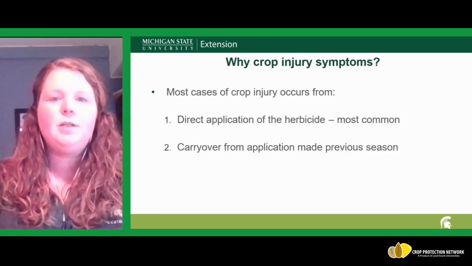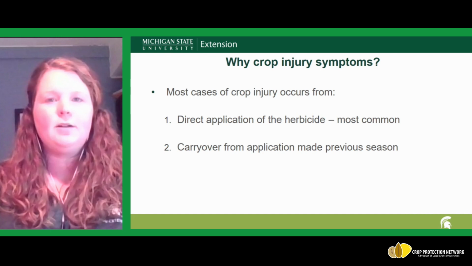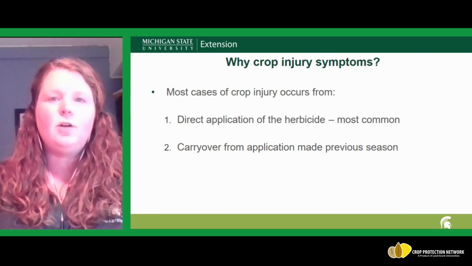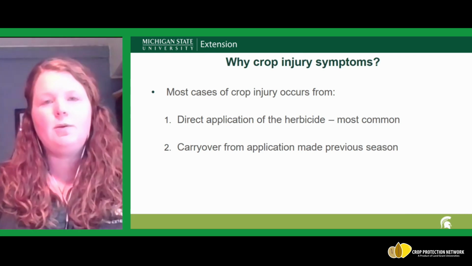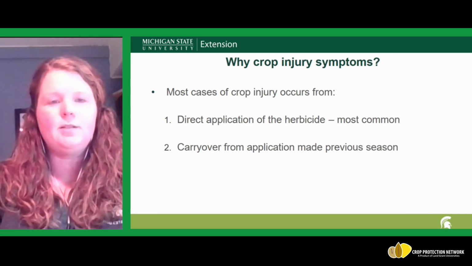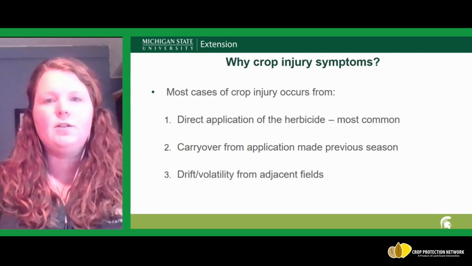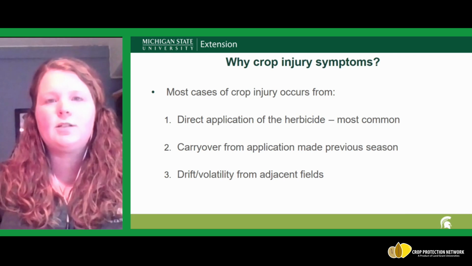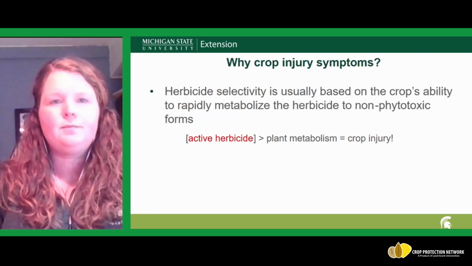The second could be carryover from applications made in previous seasons. I'll point out that some herbicide sites of action stick around in the soil a little bit longer than others. So there's a chance that the crop you plant the following year could be injured from a herbicide that was actually applied the previous cropping season. And the third is drift or volatility from adjacent fields. So these are the three broadest categories of why we might see some crop injury symptoms.